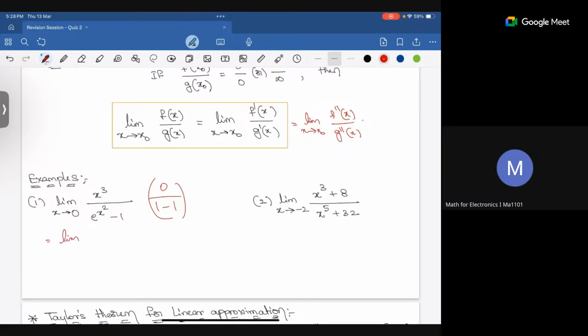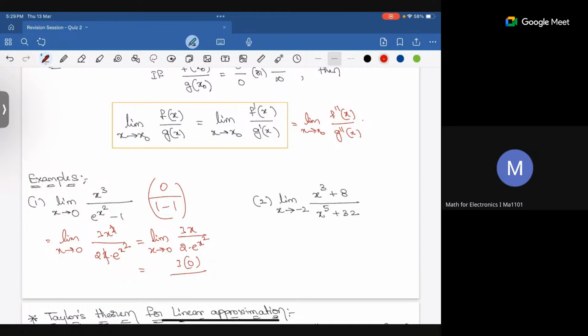The derivative of the numerator is 3x square, divided by the derivative of the denominator, which is a composition of two functions. If you compute the derivative, you will see that it is 2x into e power x square. The x will cancel, and you will have the limit as x tends to 0 of 3x by 2 into e power x square. Should I use L'Hopital again here? When you substitute x equals 0, what will you get? The numerator will be 0.